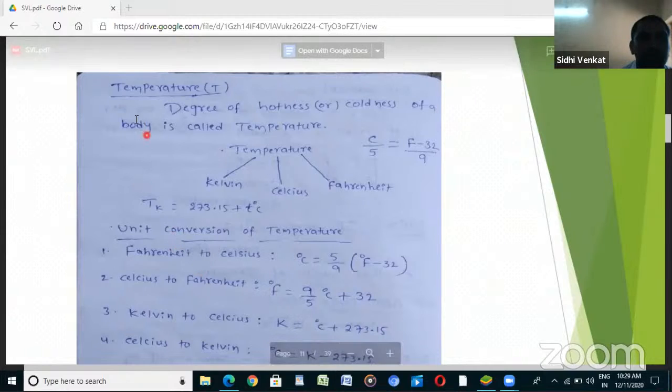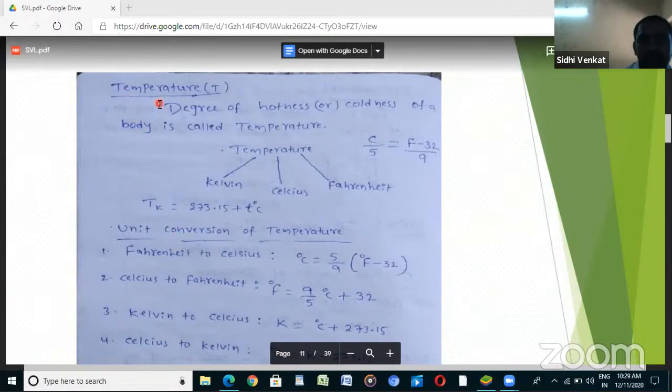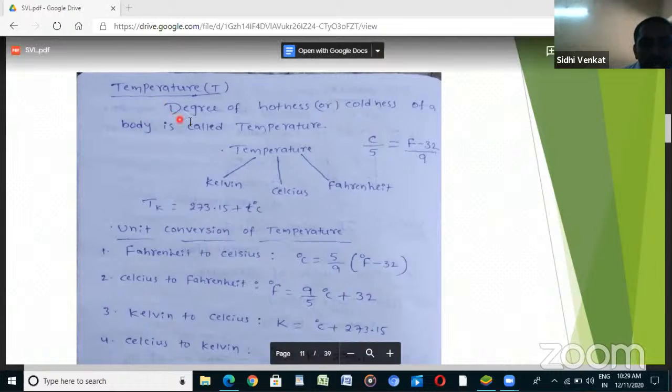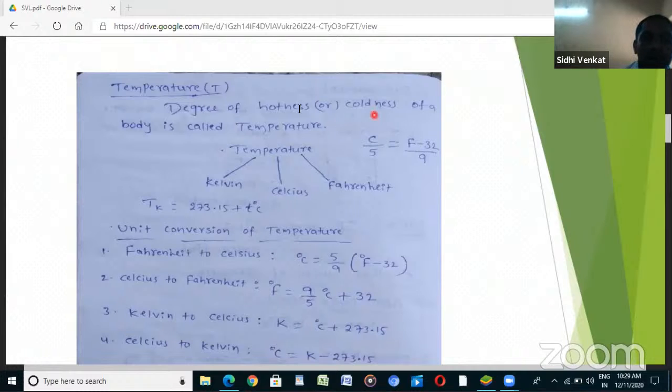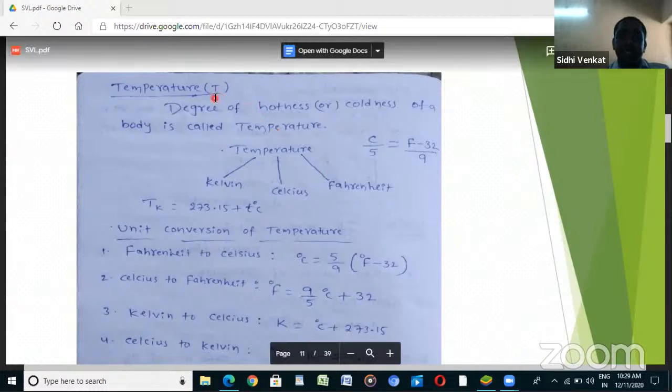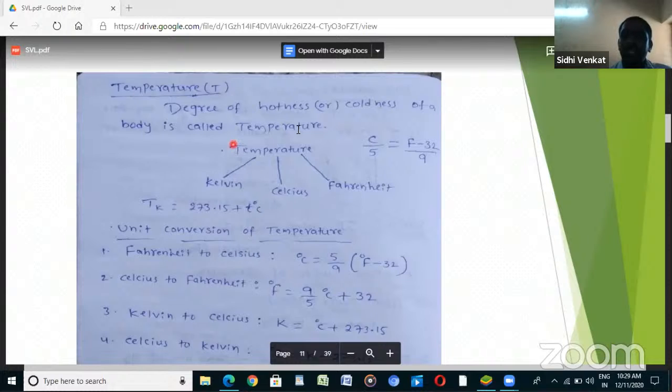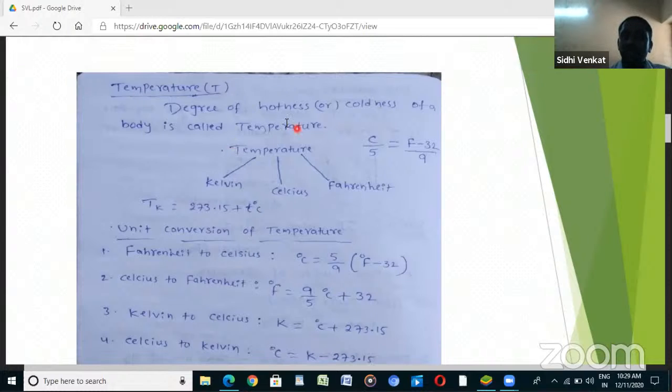Let's look at the third characteristic, temperature. Degree of hotness or coldness of a body is called temperature. Here look at this, student. What is meant by temperature? The degree of hotness, hotness means heat, or coldness of a body is called temperature. Temperature is denoted by T.